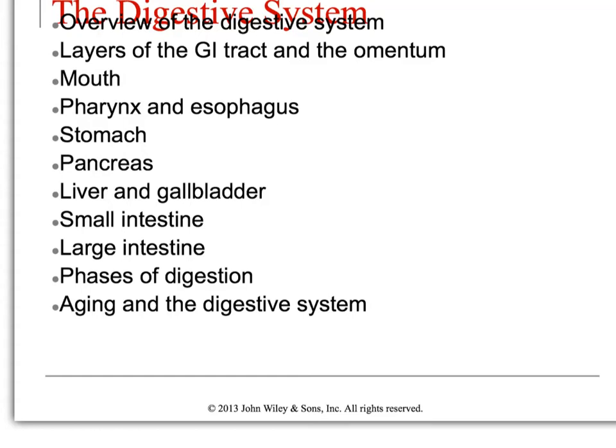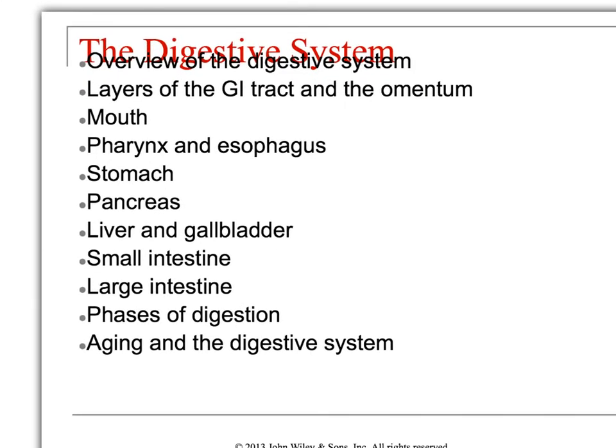So this chapter, it's chapter 19, and it's all about the digestive system. So here are the different... So I am going to make a video of the digestive system chapter. This is chapter 19. These are the main topics that we're going to cover.